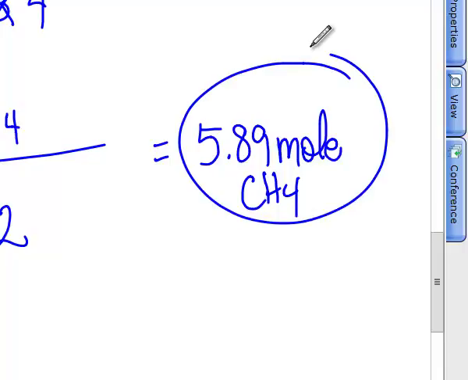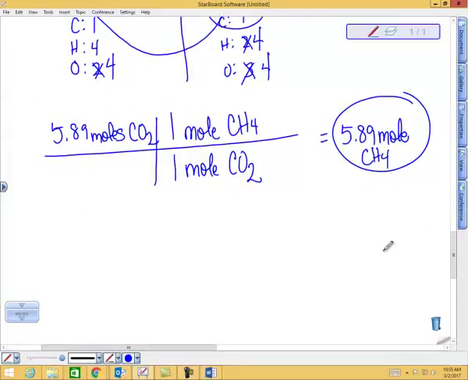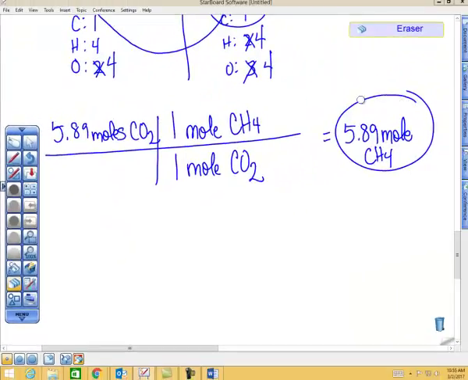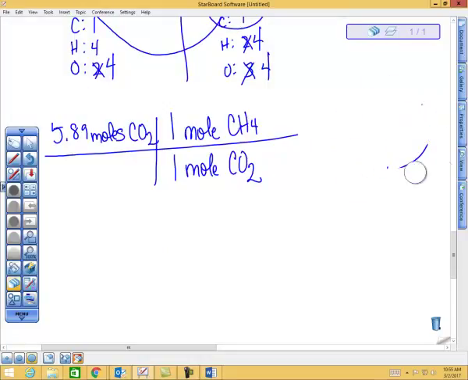Careful. There's a second part of this question. How many grams of methane gas did I burn? Well, we know how many moles of methane we got. So how can we switch this problem to make it solve for grams? Yeah, molar mass. So you can continue the problem, or you can start a new problem. Two different ways of doing this. I don't care which way you choose. But if you just took this one step further, you could end on mass. So I'm going to just take this one step further.